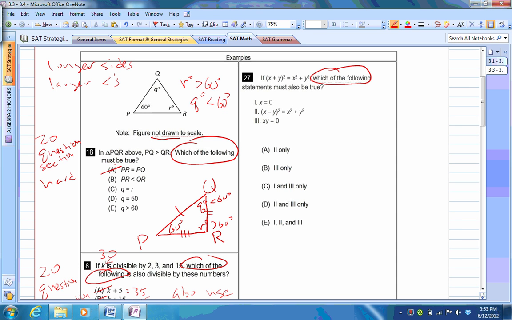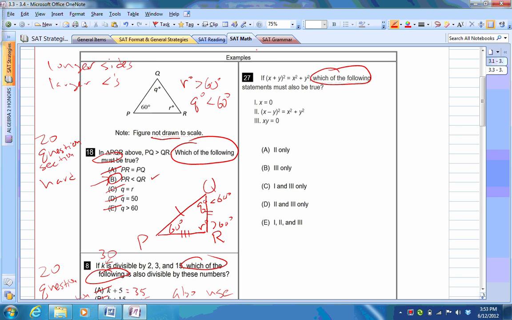Notice how I'm going through process of elimination. Is PR less than QR? It is, so we'll put a check mark because that's possible. Does Q equal R? No way. Does Q equal 50? It can, but remember, they use the word must. It has to be true all the time, so that's out. Q greater than 60? Nope, that's quite the opposite of what we want. So the answer has to be B, as in boy.